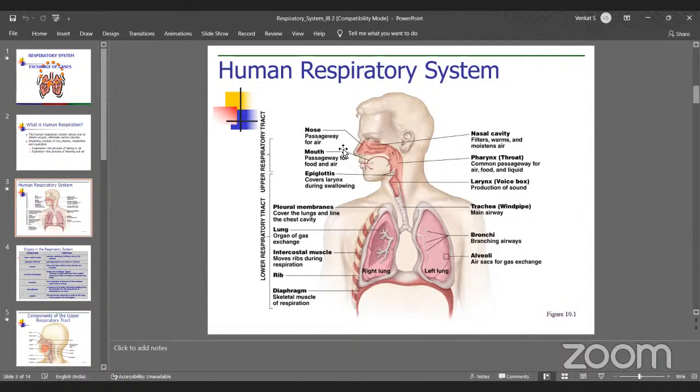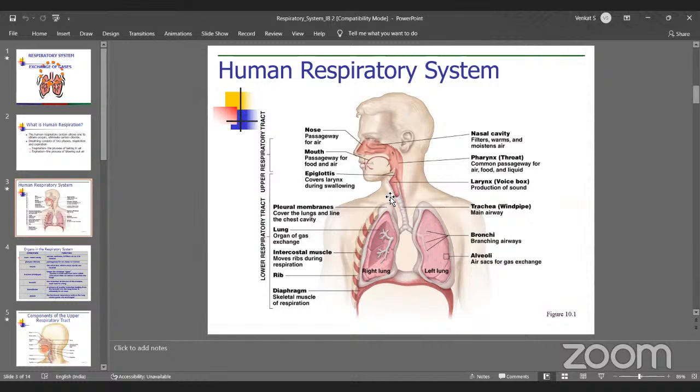So this is the nose, the passageway for air, the mouth and epiglottis. The nose is the passageway for air, the mouth is the passageway for food and air, and the epiglottis curves the larynx during swallowing. So this is the epiglottis function. Then the nasal cavity filters, warms and moistens air. The pharynx, throat, is the common passageway for air, food and liquid. Then the larynx, voice box, is for production of sound, the vocal sounds.